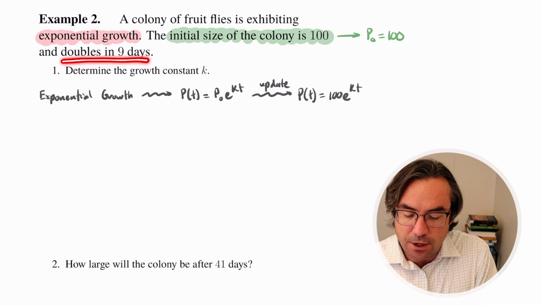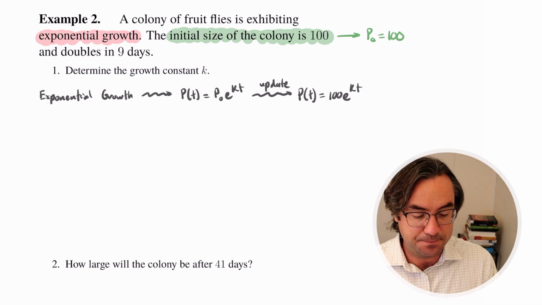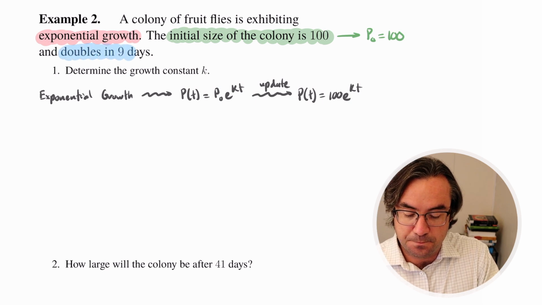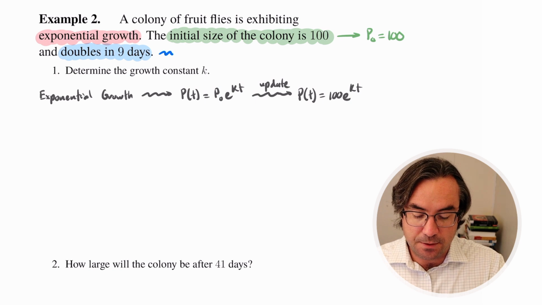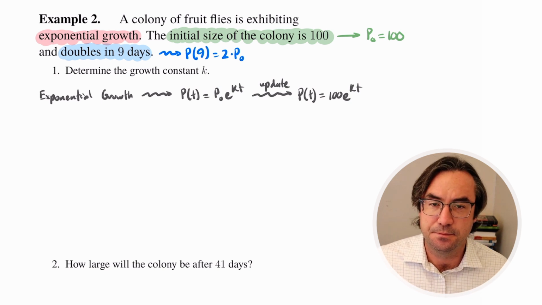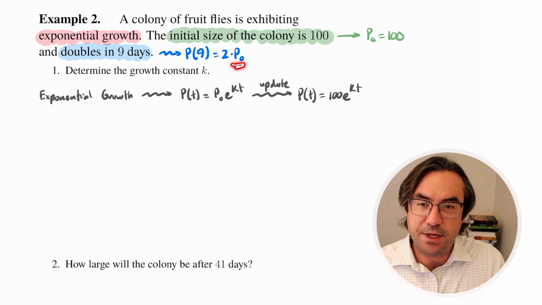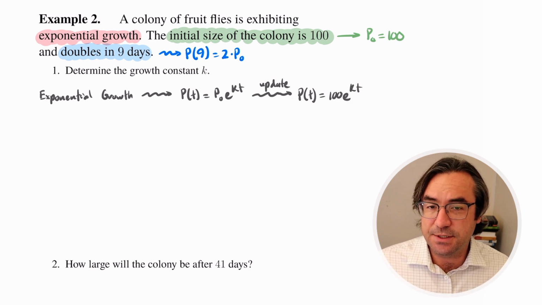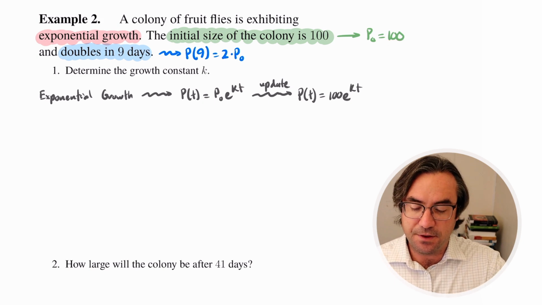All right, so what else do we know? Well, we know that this population doubles in 9 days. So what does this tell us? It tells us that the population after 9 days should be double our starting population. Since we know our starting population, we can actually fill that in. Now it turns out this is enough information. We don't even need to know the starting population in order to figure out the K value. But since we do, we might as well fill it in.